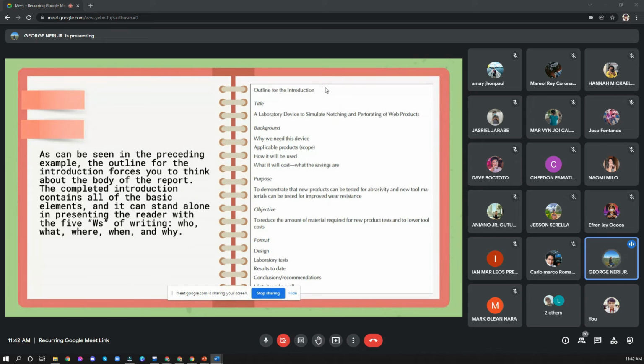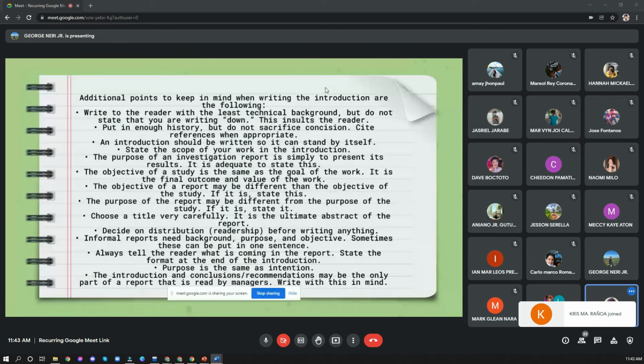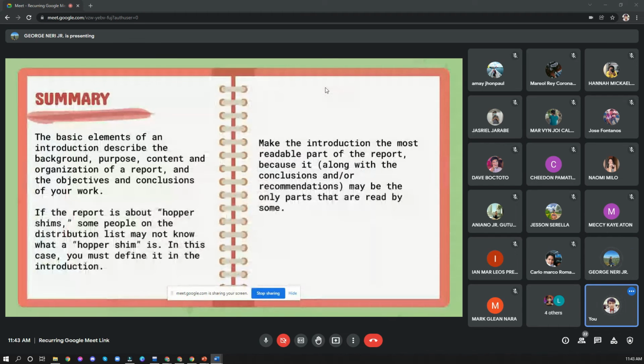So, as you can see, the outline for the introduction has the who, or sino ang gumawa, then what, or the title or purpose, then where, then summary. The basic elements of an introduction describe the background, purpose, contain an organization of a report, and the objectives and conclusion of your work.